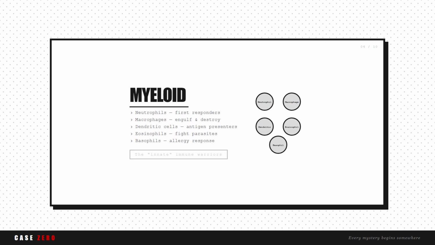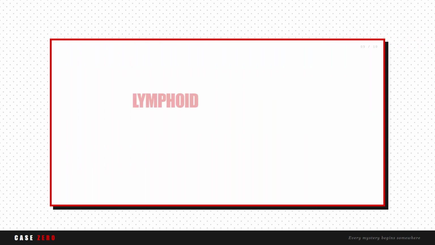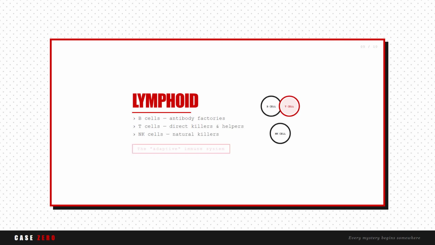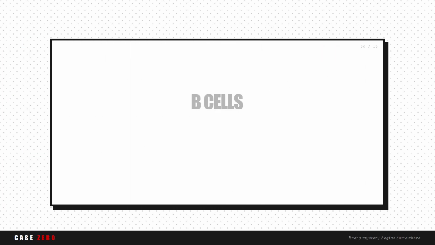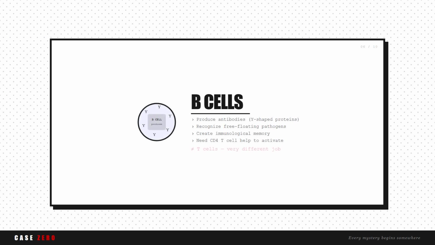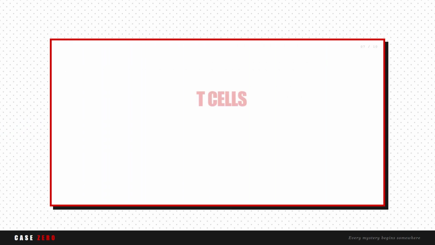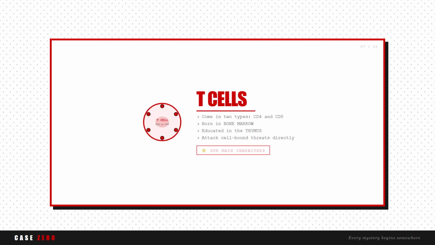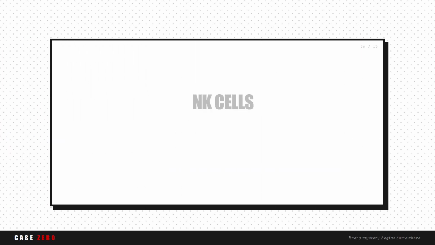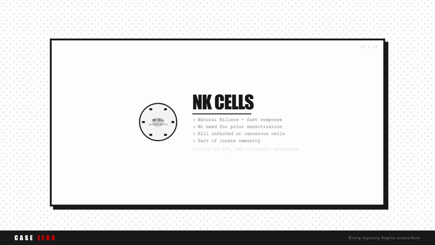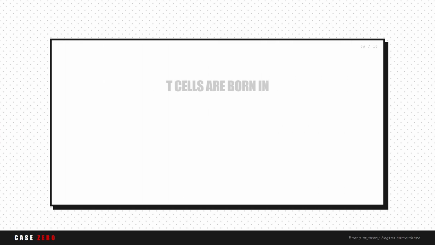Neutrophils are the most abundant leukocyte in circulation. They are the first responders, migrating to infection sites within minutes, engulfing pathogens through phagocytosis and releasing antimicrobial enzymes. Fast, effective, non-specific. Monocytes circulate in blood and differentiate into macrophages when they enter tissues. Macrophages are longer-lived. They phagocytose pathogens, present antigen fragments to other immune cells, and sustain local inflammatory responses. Eosinophils and basophils handle specific threats, parasitic infections and allergic responses respectively.